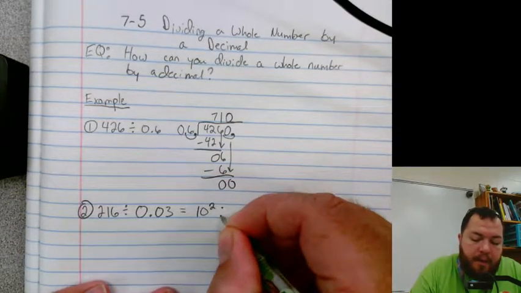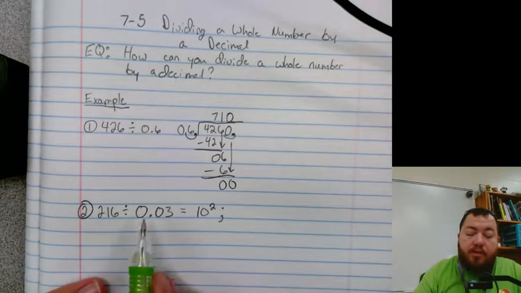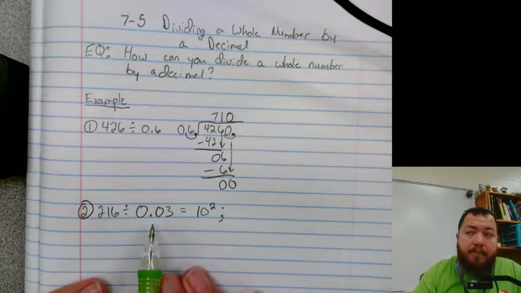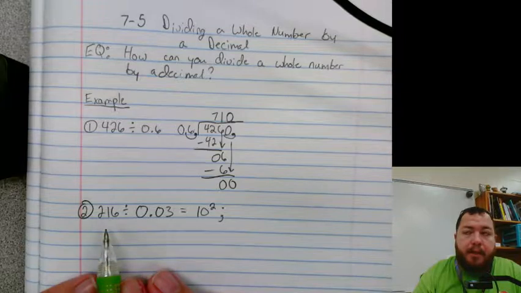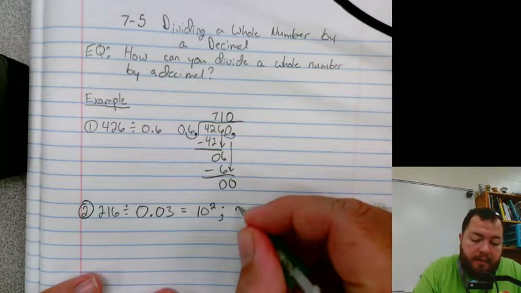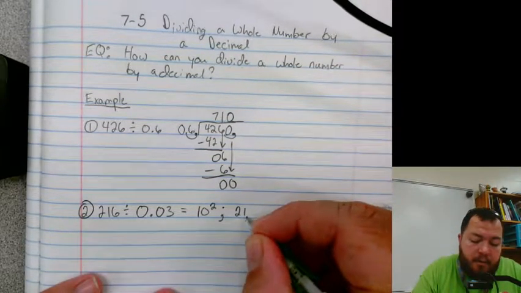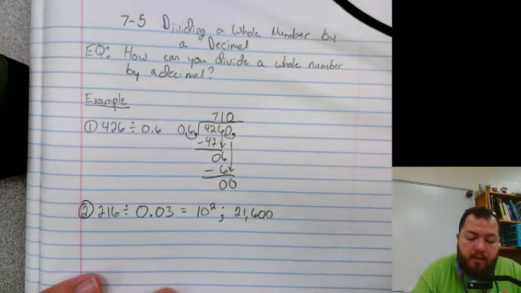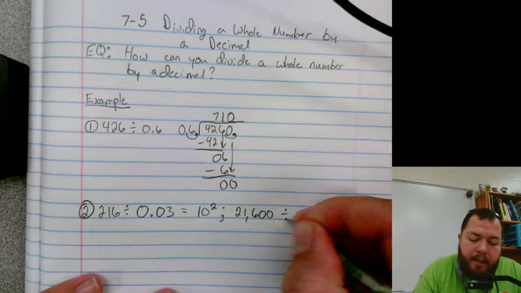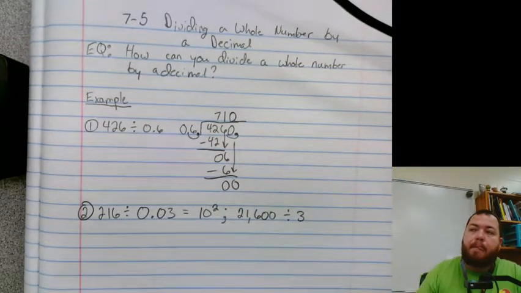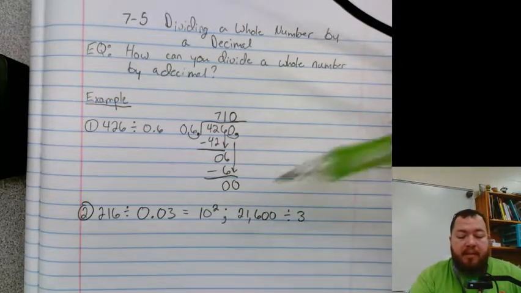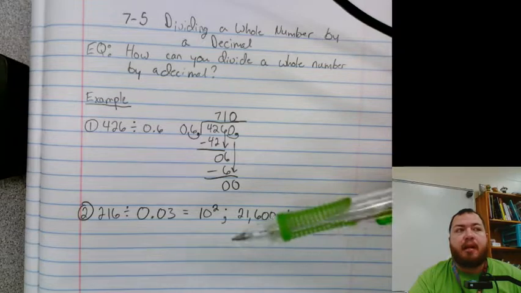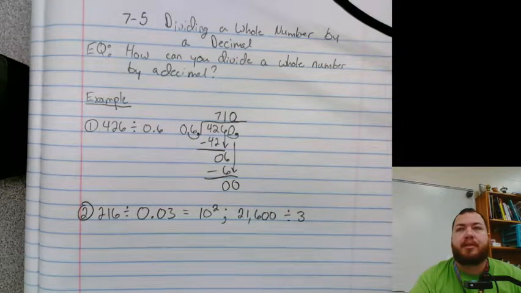Okay? And if I multiplied my divisor by 10 to the second power, what would my dividend end up being? Go ahead, Aaliyah. 21,600. And I would be dividing that by 3. Does everybody see that? Basically, the powers of 10 are just telling us how many zeros we need to add, okay? Are we good right there?